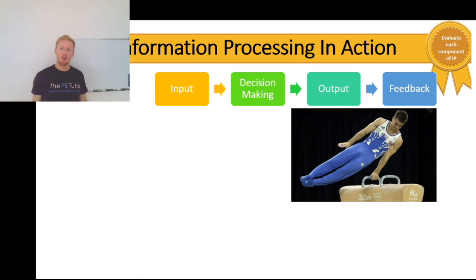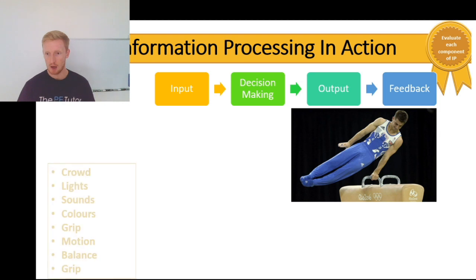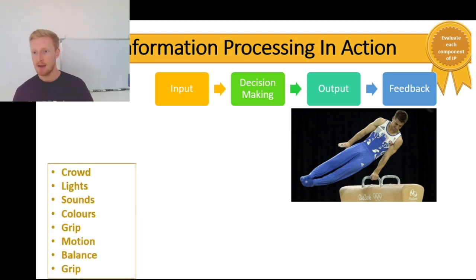Second example, we have got gymnastics. In particular, the horse, a very complex, very difficult skill to master. In the case of the Olympics or big championships, we've got, again, crowds. We've got pressure, we've got lights, sounds, colours, the grip on the handles, the motion that's going on.